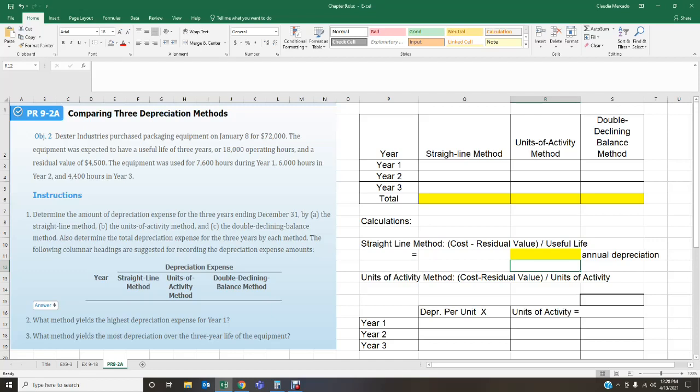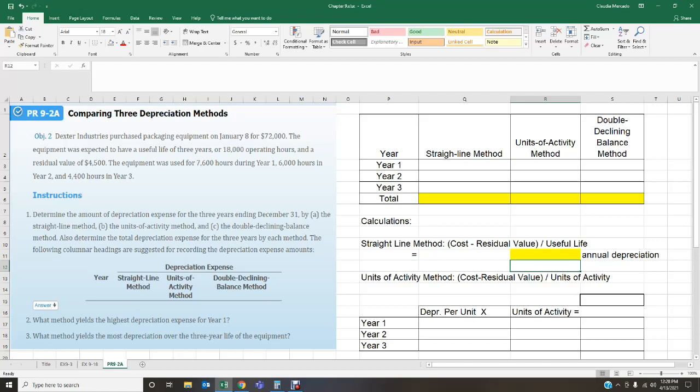The following columnar headings are suggested for recording the depreciation expense amounts, and I've already set up my template the same way. We've got the year, straight line, units of activity, and double declining, and then we have our total at the bottom, okay? So that is the first requirement, which is calculating the depreciation using the three methods. After we do that, requirement 2 asks us which method yields the highest depreciation expense for year 1. And then requirement 3, what method yields the most depreciation over the 3-year life of the equipment. So let's start off by calculating the annual depreciation for the three methods.